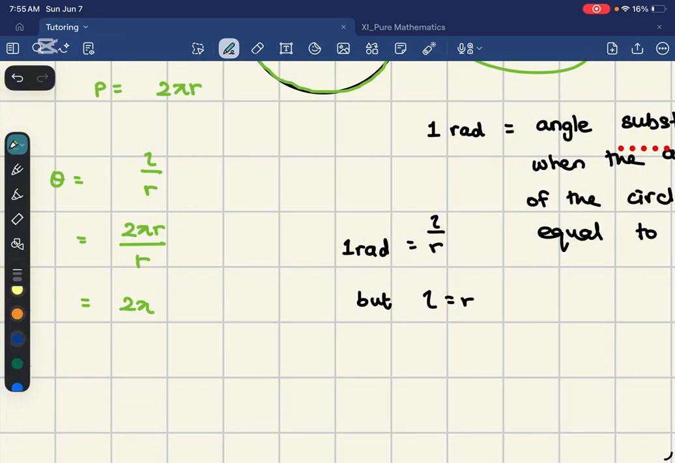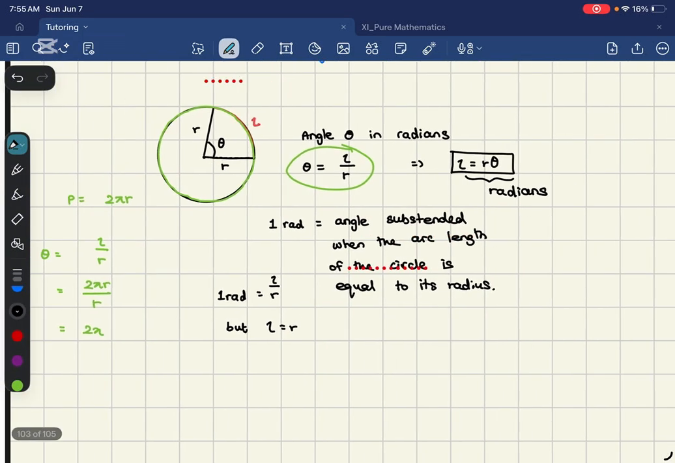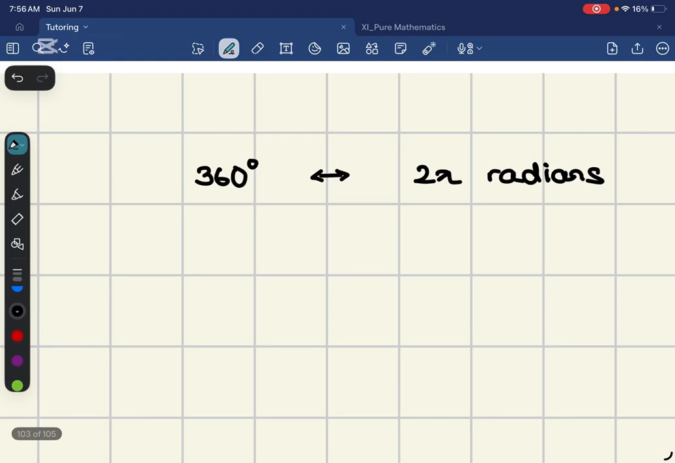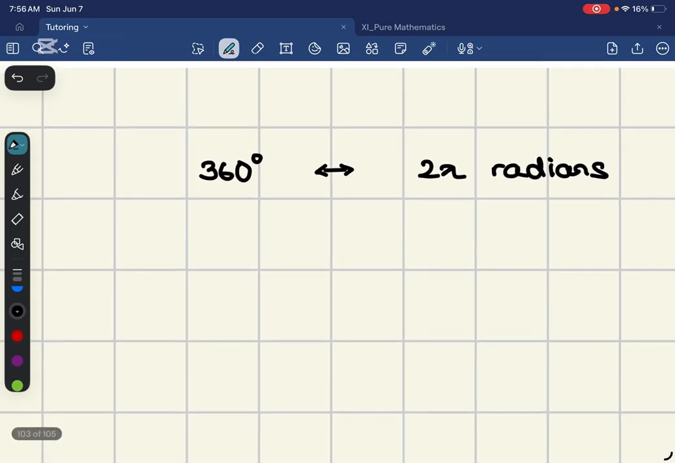So 360 degrees in a circle, but in radians, we say that we have, so it's not exactly equal, it corresponds to 2 pi radians. 360 degrees corresponds to 2 pi radians, right? And now from this, we can deduce that if you divide by 2 on both sides, 180 degrees is going to correspond to pi radians. And that is what you need to know.